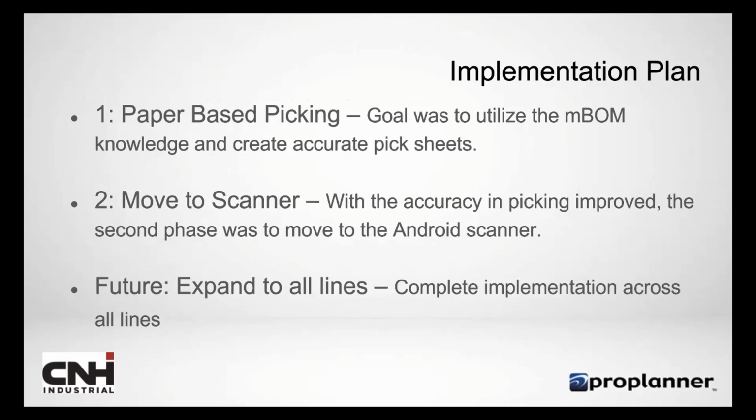So we created a step plan because we couldn't go to the end solution right away. And I think this is what helped us out a ton with Proplanner and the teams that helped develop the project with us. So we knew we wanted to get to paper-based picking. The goal was to utilize the eKanban, the knowledge that we had, to create the pick sheets, get it standardized, then move to the scanner with the accuracy in the picking. And then we were going to create an expansion across the entire plant. And as well, I have a 3PL, so a lot of my kitting functions happen at the 3PL. So it needed to be pushed over there to all of the kits that they do to deliver to me throughout the day.